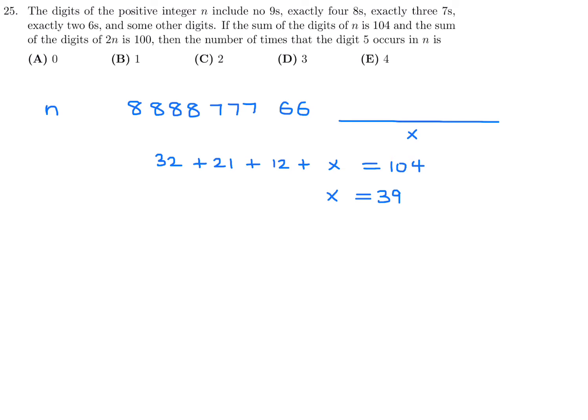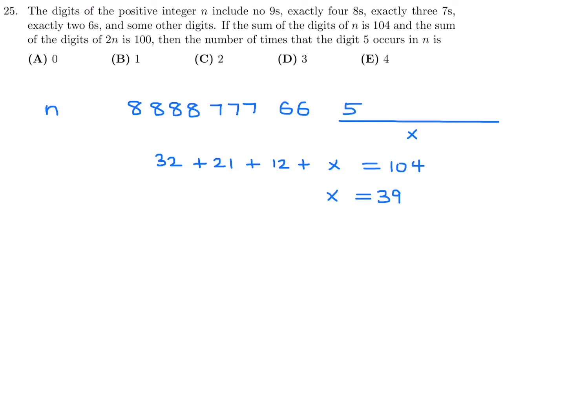So here we go. I looked at the answer choices: 0, 1, 2, 3, 4. Those are my possibilities. So I'm going to say, you know what? Let's start with a possibility. They want me to figure out how many 5s occur in this group. So let's go right down the middle and see if 2 works.